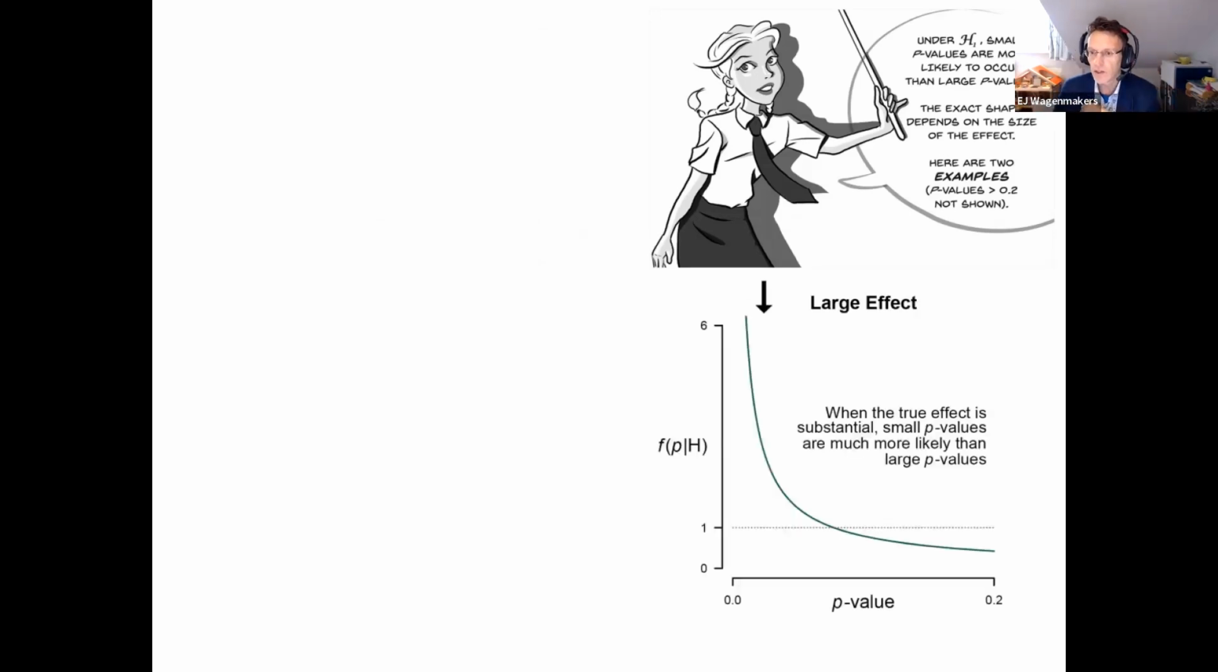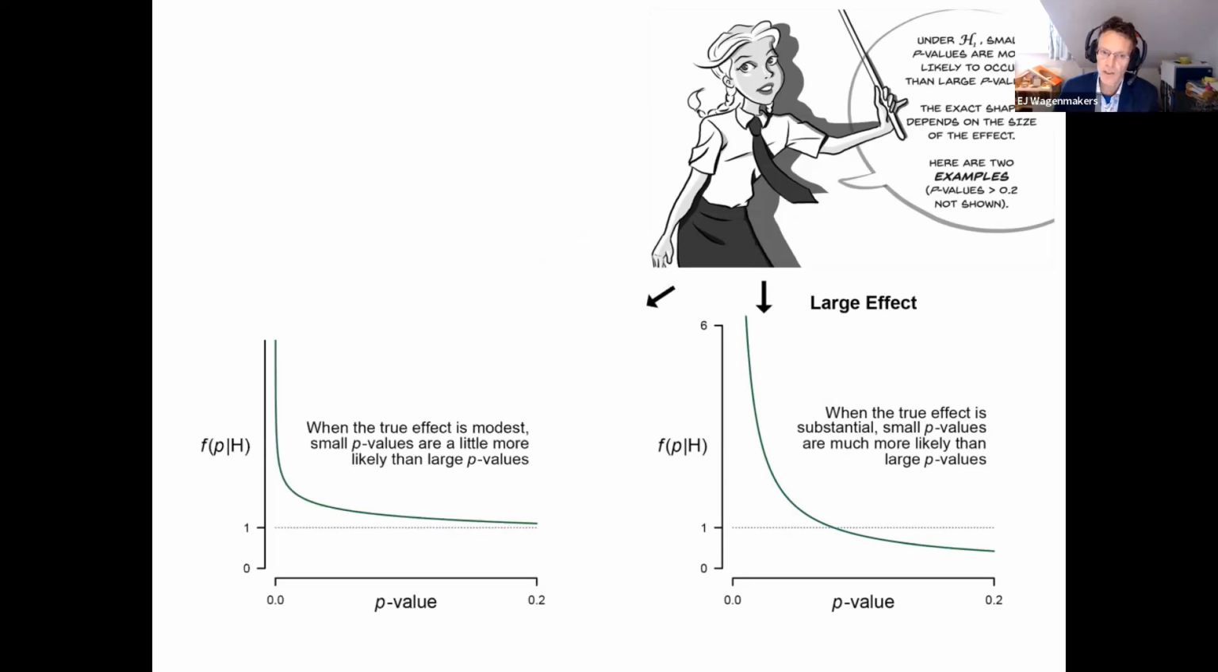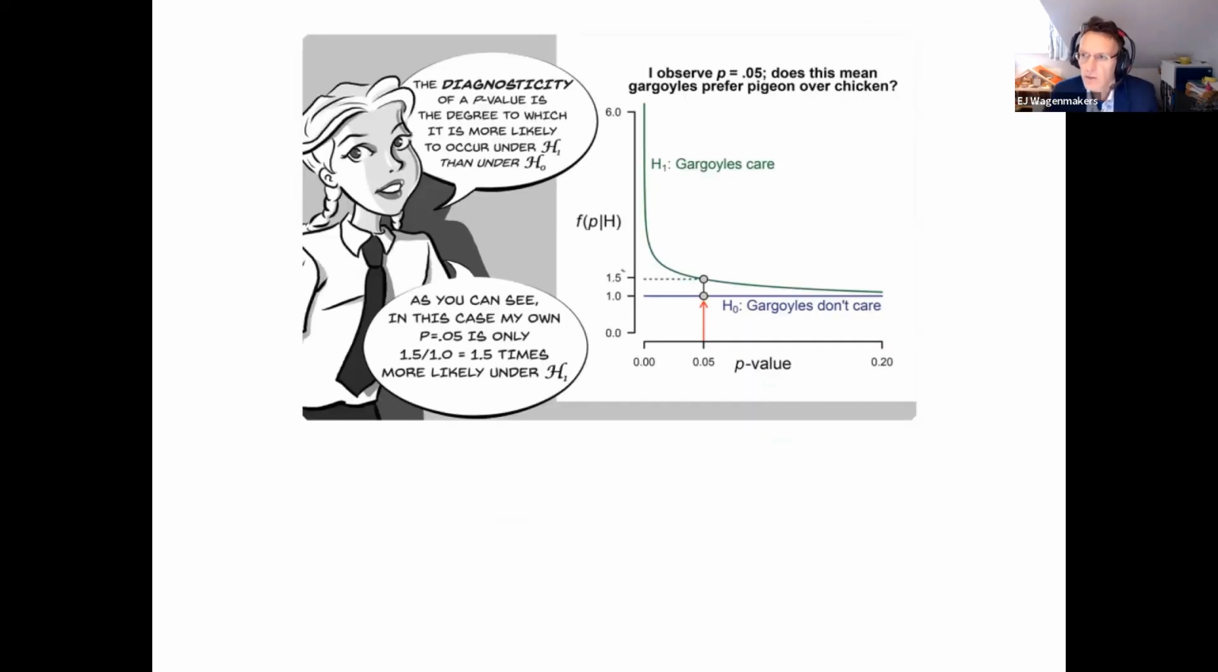So if you have a large effect, then small p-values are much more likely than large p-values. And if the effect is modest, that's less pronounced. So you can have all sorts of different distributions for your p-values depending on the strength of the effect. We can discuss the diagnosticity of a p-value as the degree to which it's more likely to occur under the alternative hypothesis than under the null hypothesis.